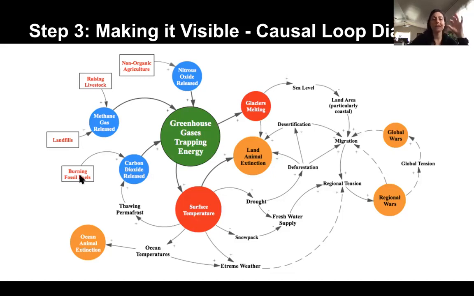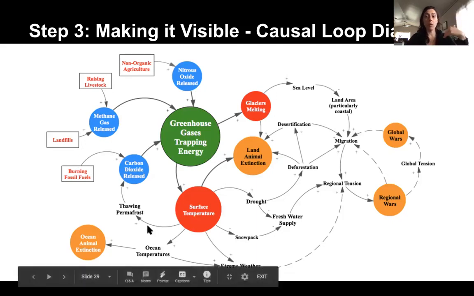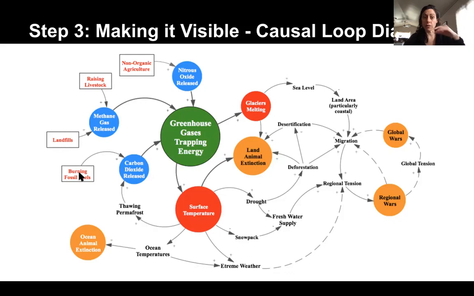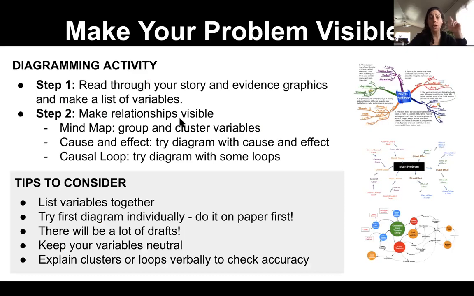And the reason for that is you want to be able to go back through this whole diagram and say, well, what would happen if we burn less fossil fuels? So if burning fossil fuels goes down, then carbon dioxide release goes down. So it allows you to read your diagram in 2 different ways. So first way is burning fossil fuels goes up, carbon dioxide release goes up. But second way would be burning fossil fuels goes down, carbon dioxide release goes down, greenhouse gases trapping energy goes down. So that's why you keep things neutral as possible. That's a hard thing. And if you need some help with that, let's get some coaching for you.